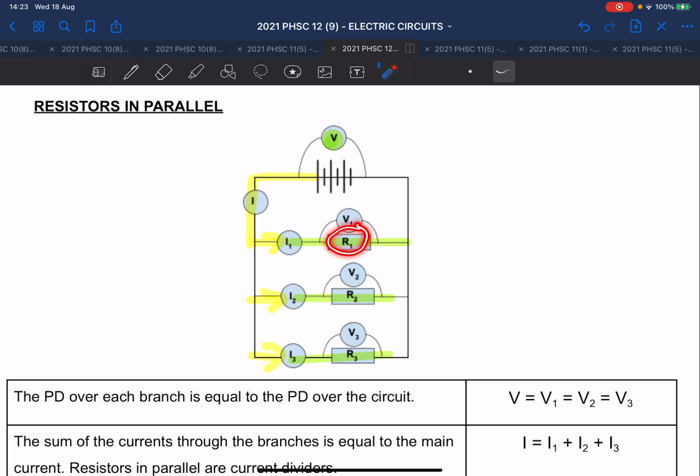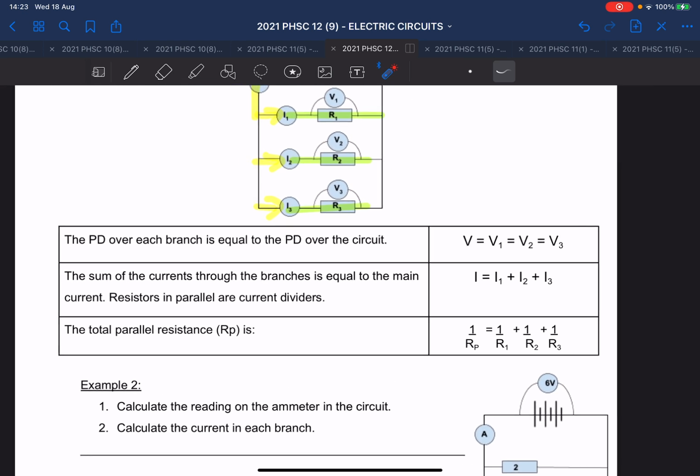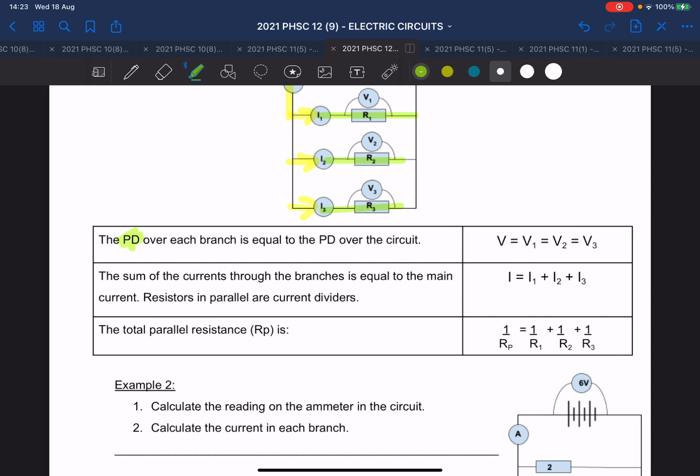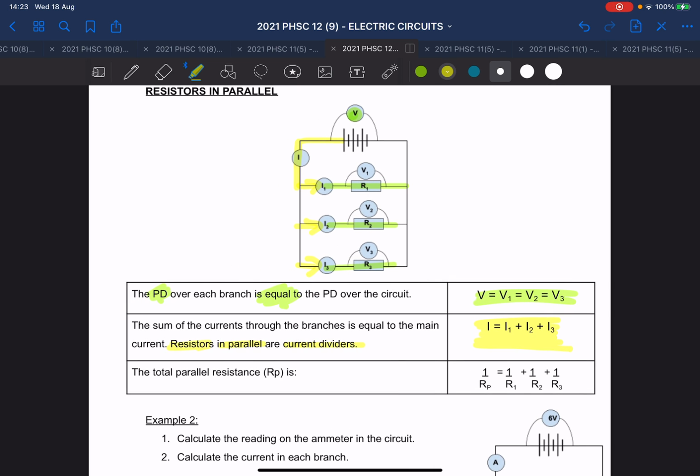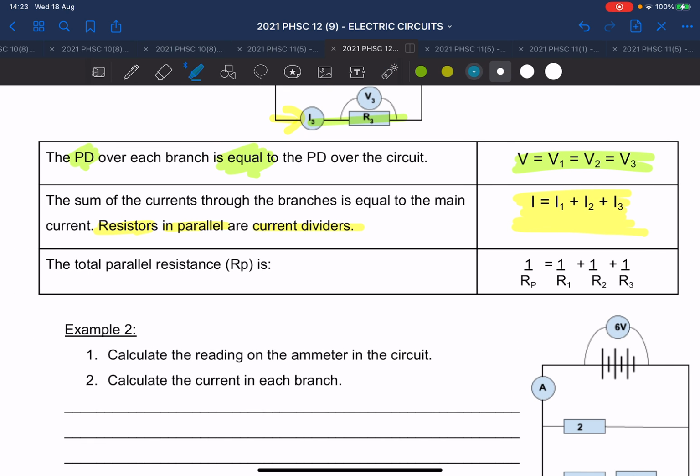Because it's considered to be the most difficult between all the subjects, the least amount of kids take it. So we can say here the potential difference, the volts, is equal. So it's the same everywhere, but the current splits up. You can choose where you want to go. So resistors in parallel are current dividers. Because you have a choice, we can't just add them together. And that is why we do 1 over R parallel, to make the resistance less.